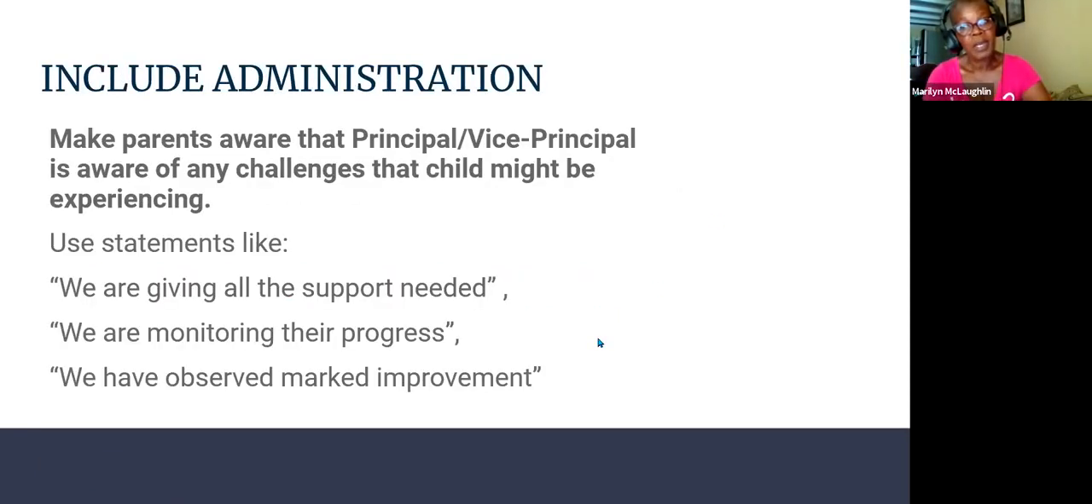In your report card, let the parents be aware when you're writing your comments that it is not only you who are on this with their child. Administration is there with you, and you let them know that. You're not going to say, well, Mrs. Walker says or Mrs. McCallum says. Just use the word we. We are giving all the support we see necessary. We are monitoring their progress. We have observed marked improvement in your child's performance.